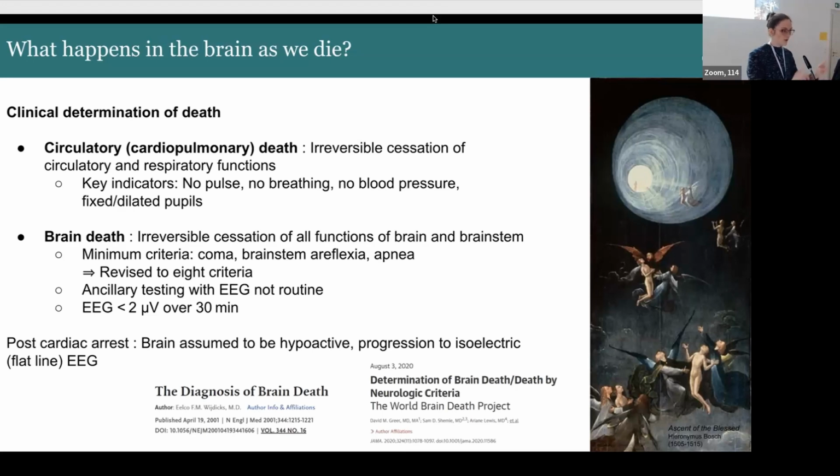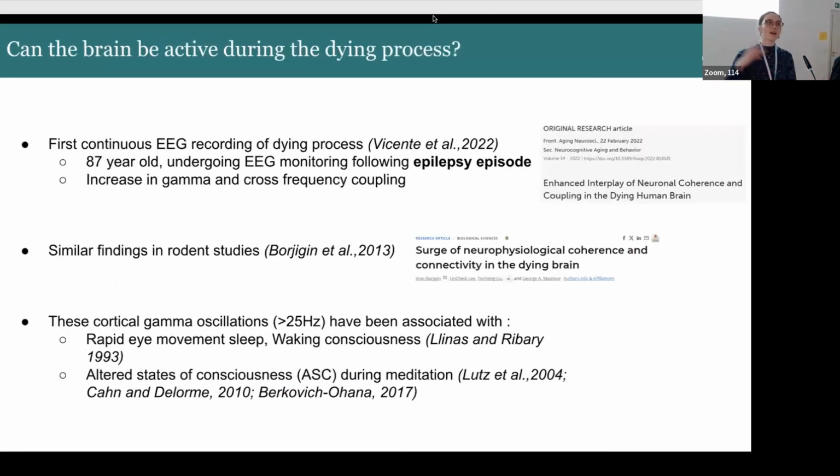Originally it's assumed that looking at the EEG signal, you'd see hypoactivity, so reduced global brain activity, following cardiac arrest. But it might be possible, based on the findings that have been published, that some activity remains following cardiac arrest.